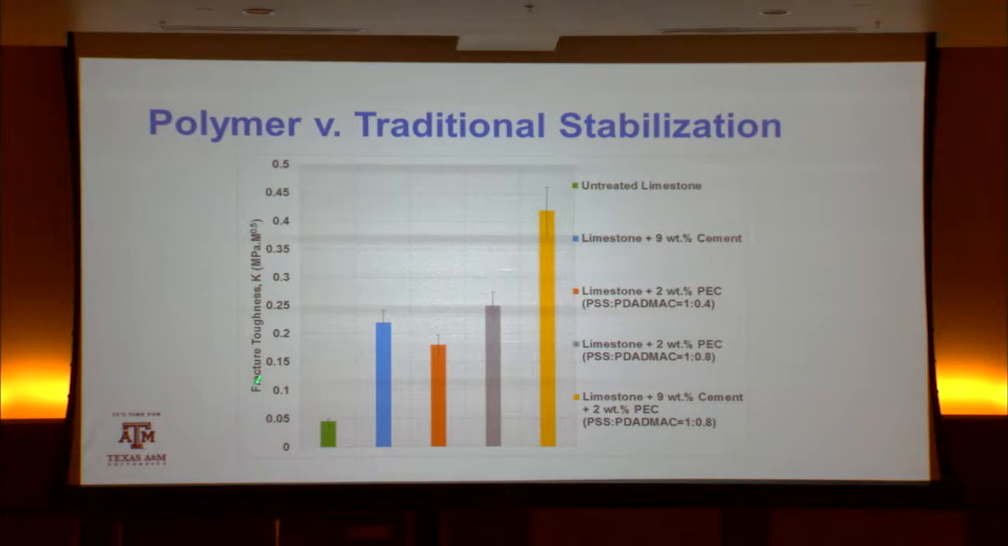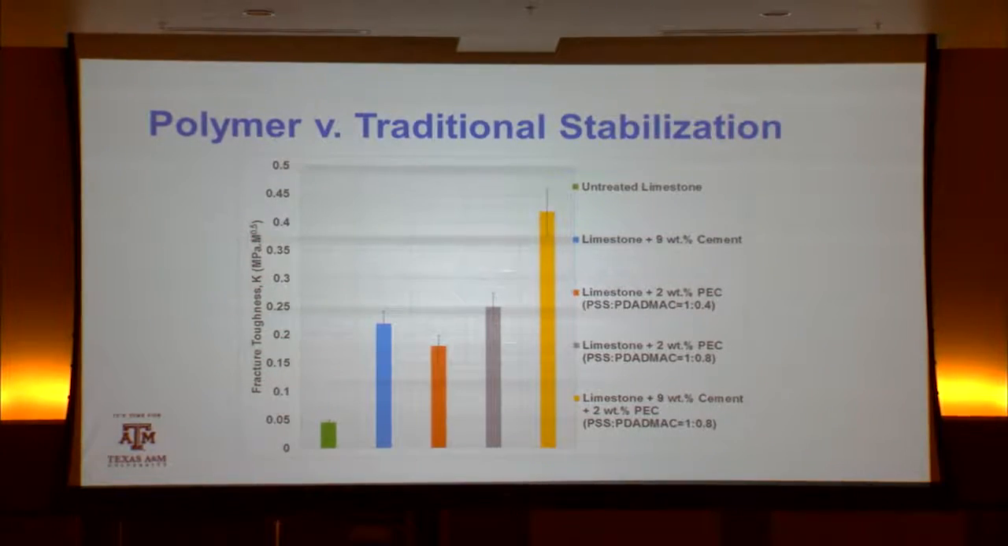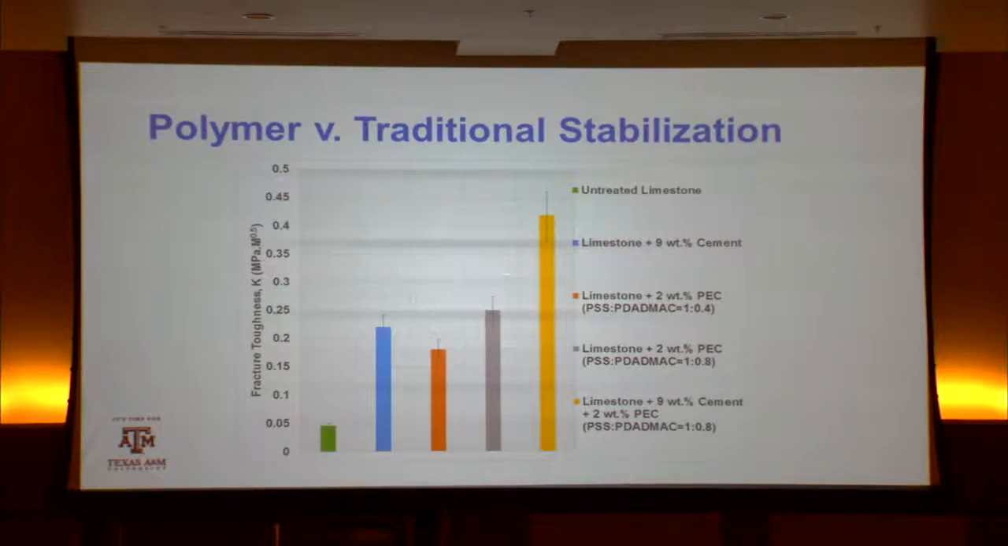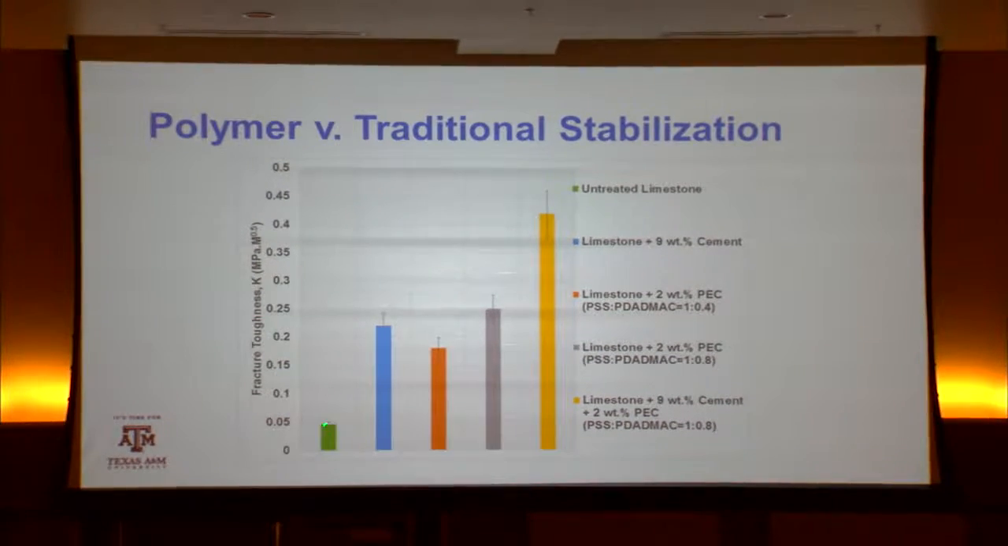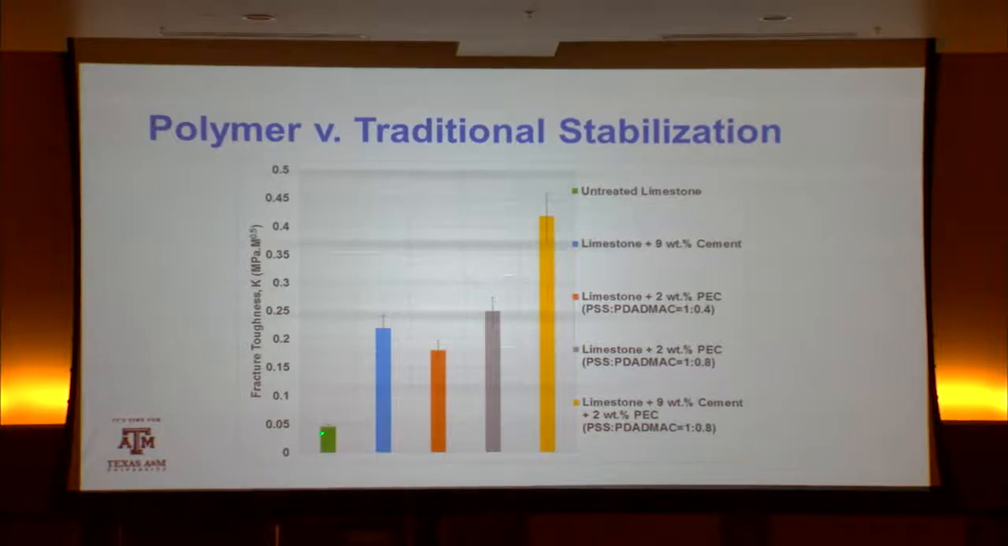This is something called fracture toughness. Now this is very interesting because fracture toughness is the ability to resist fracture and to provide good fatigue resistance. And what you see here, and this will be my last slide, is the untreated limestone. This would be the limestone with cement. This is the limestone with 2% of the polymer, and this is the limestone with cement and the polymer. And you can see that the fracture toughness is dramatically improved.